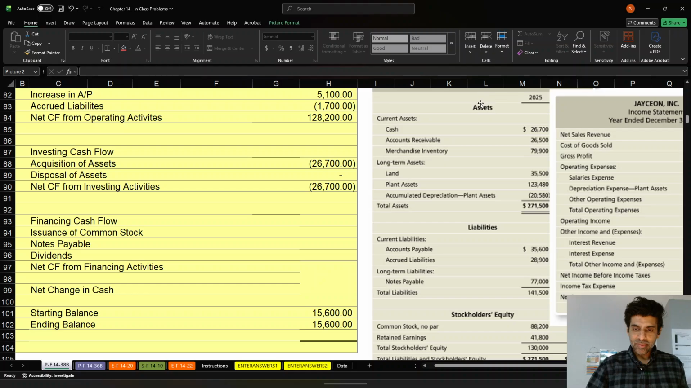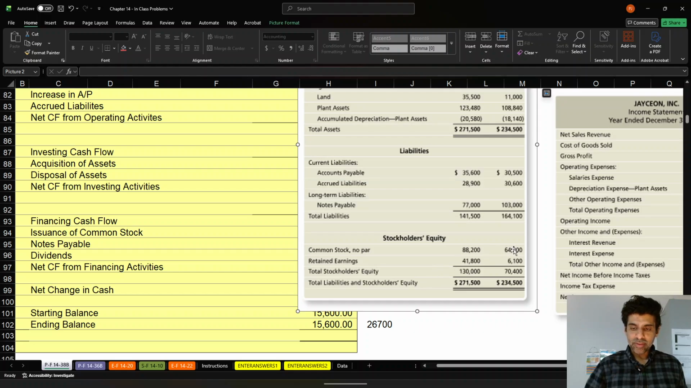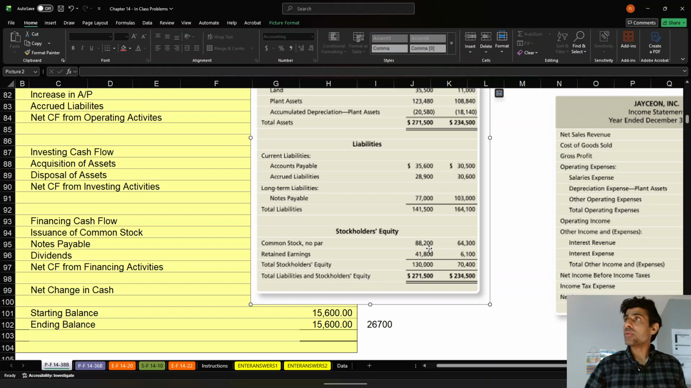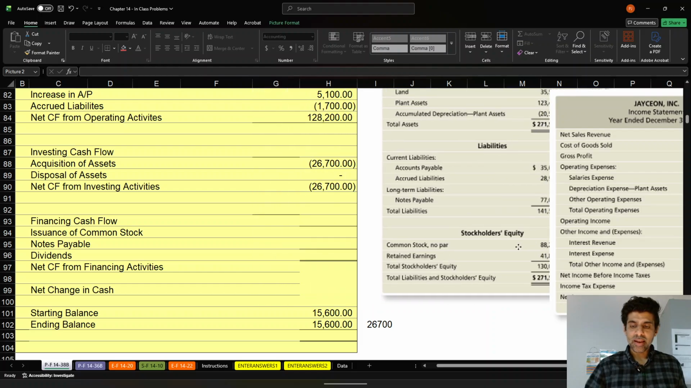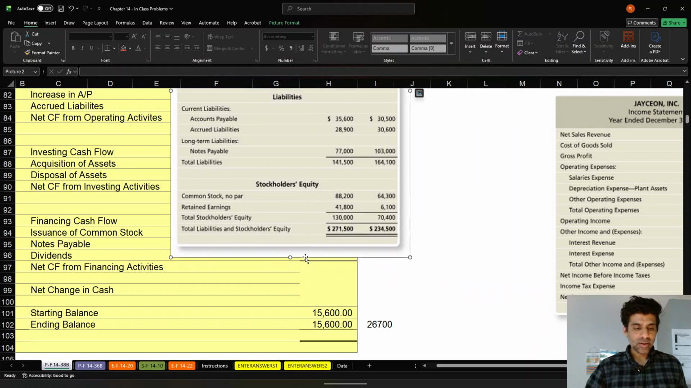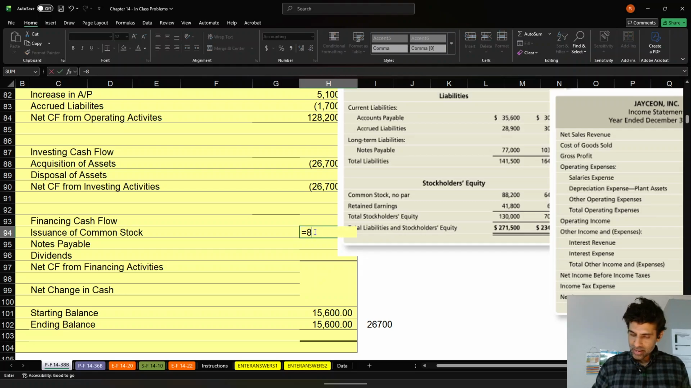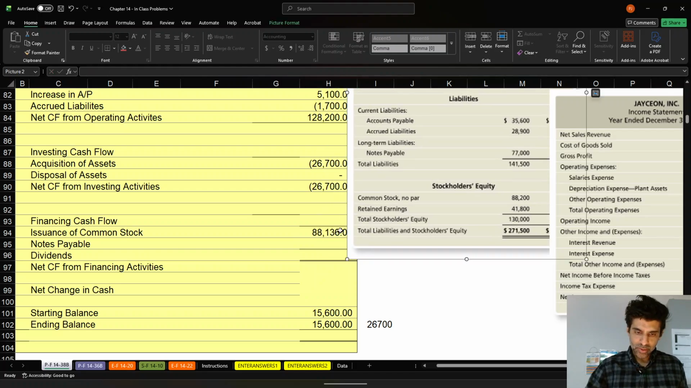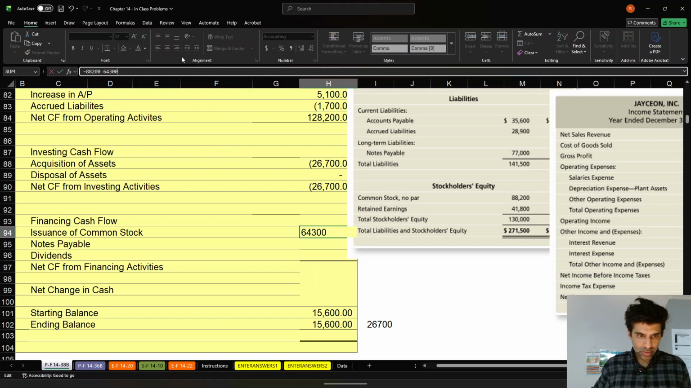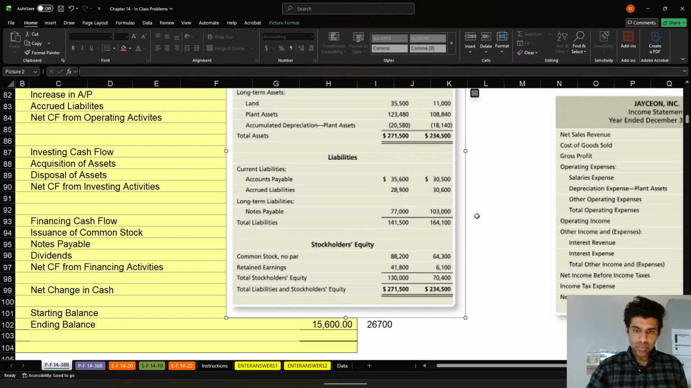So the issuance of common stock we can just get from looking at our equity section. It told us that there's no treasury stock transactions, so we can just look at the beginning and ending balance. We see that there's an increase, so we can see that we've issued common stock, and we can just figure out the amount by just taking the difference. So this is equal to 88,200 minus 64,300.